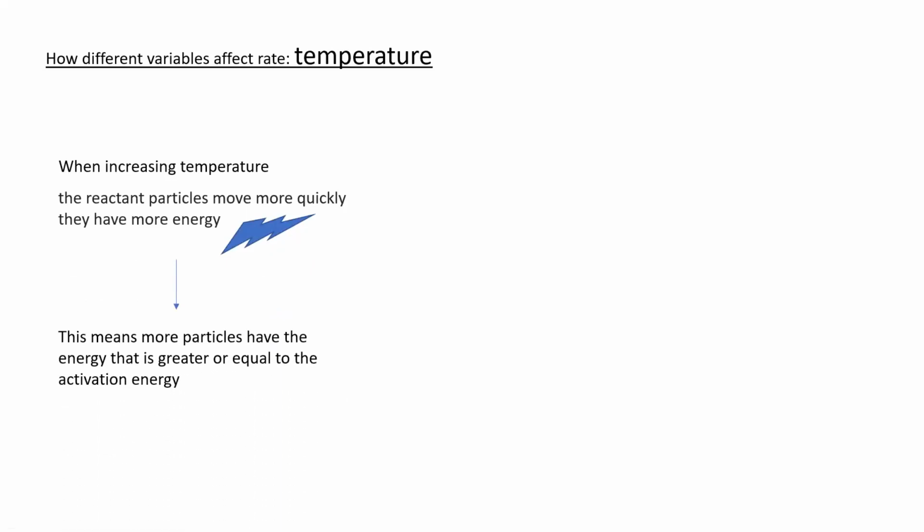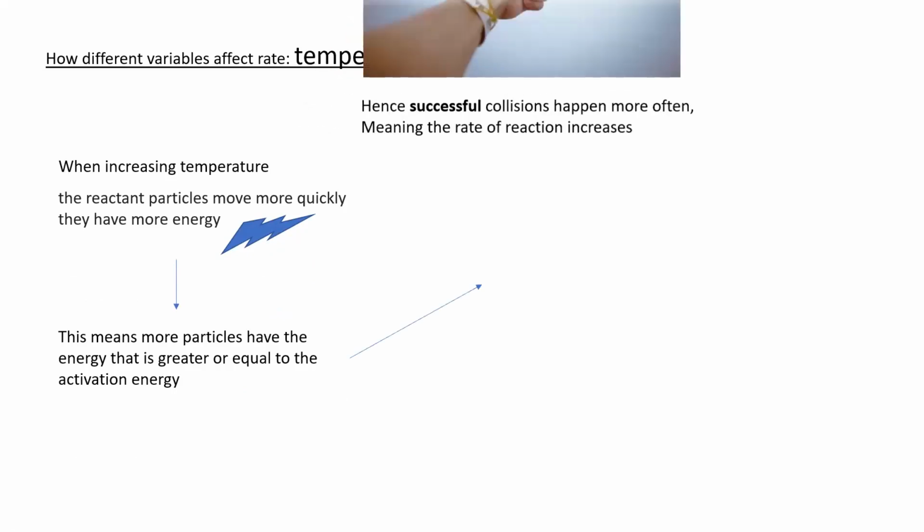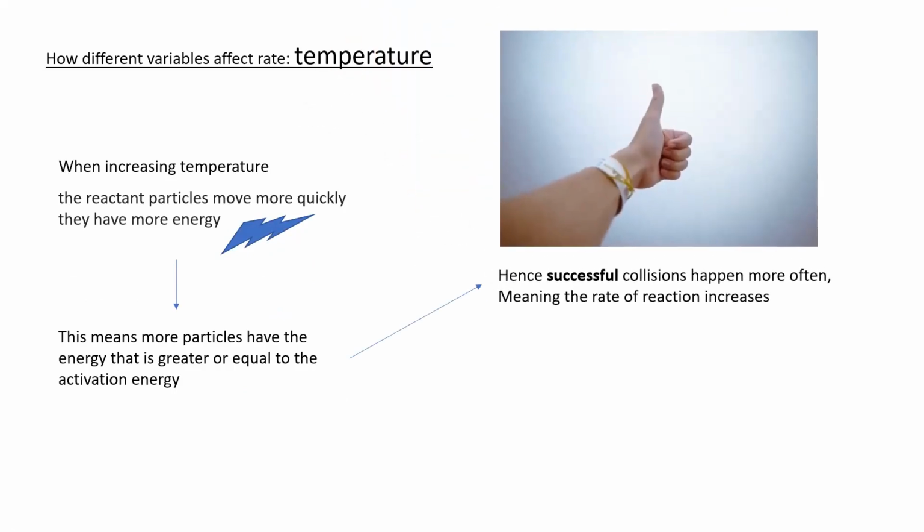So if we look at temperature, we know that when increasing temperature, the reactant particles move more quickly and will have more energy. Because of this, a greater proportion of particles will have energy that is greater than or equal to the activation energy. This means more successful collisions will happen, which will result in reactions, meaning the rate will increase.